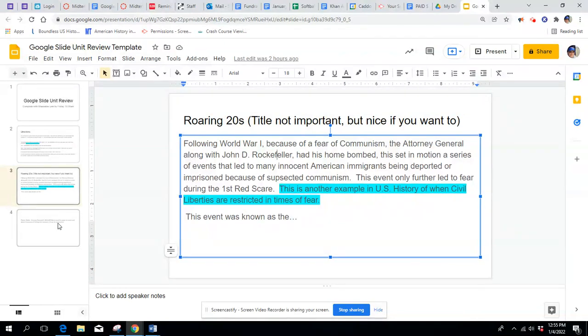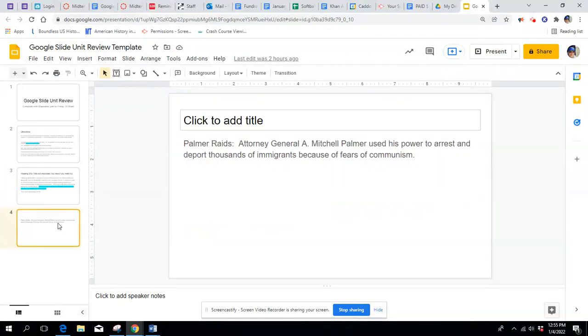So the answer, if you know Roaring Twenties, this event is known as the Palmer Raids, okay? You can make it bigger, and if you want to add some further information that you think might be valuable, that's fine, okay? I did, you don't have to, but at least this person who's using this as a review has really good information about every term on the unit, okay? Attorney General A. Mitchell Palmer used his power to arrest and deport thousands of immigrants because of fears of communism, okay?